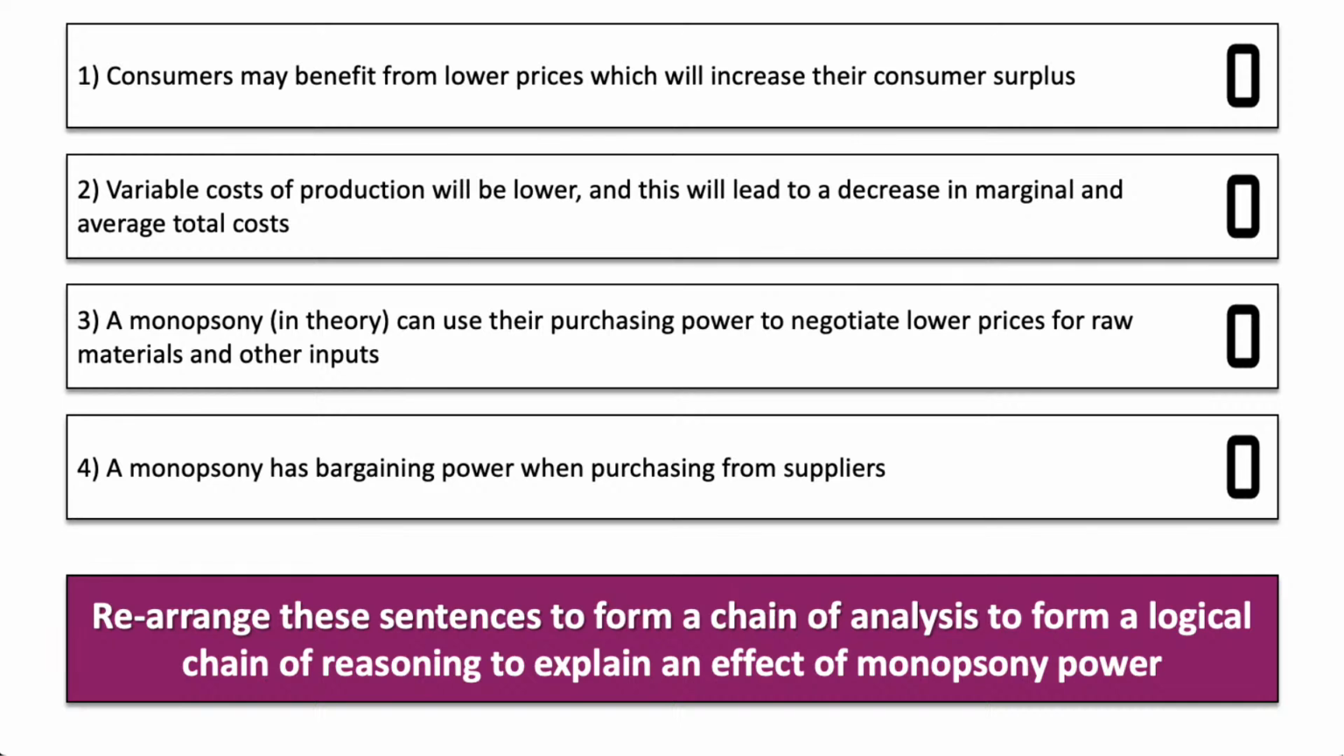So here you've got 4 sentences, but they're not in the right order. So can you have a look at these, please, and see what you think is the best order that you could put these in to have a chain of reasoning to explain an effect of monopsony power?